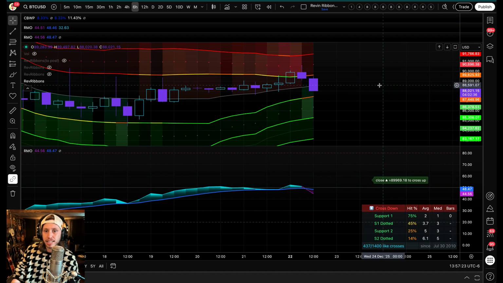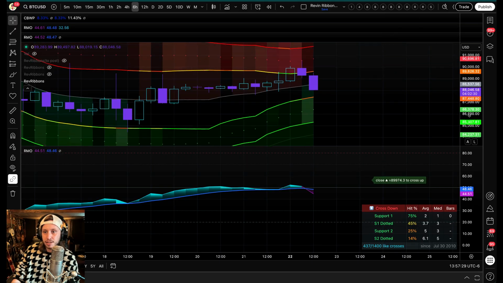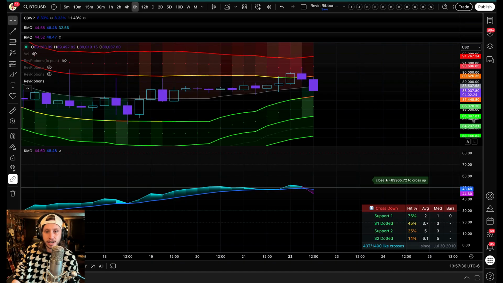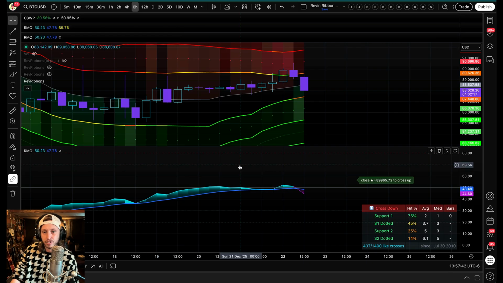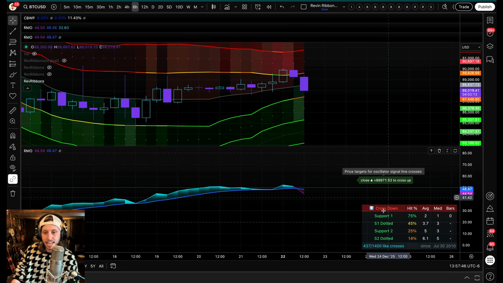If it closes below the midline, that means I'm looking for a test back to the dotted support band right here, which is currently at 86.3. Probably will slowly move up over the next couple bars towards the 87K area. However, we are seeing our Ribbon Momentum Oscillator get ready to turn to the downside. Again, these are just default settings. And if it does close to the downside below the 90K area, our first target will be support 1, and that has a 75% chance of getting hit. So very high chance of getting hit.